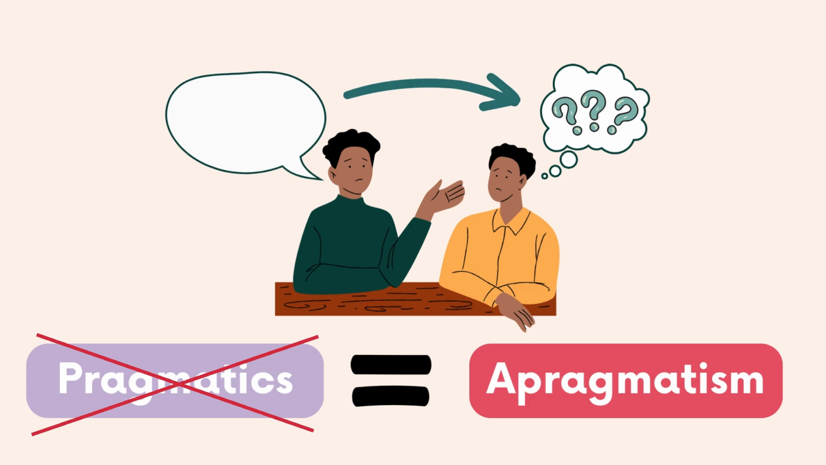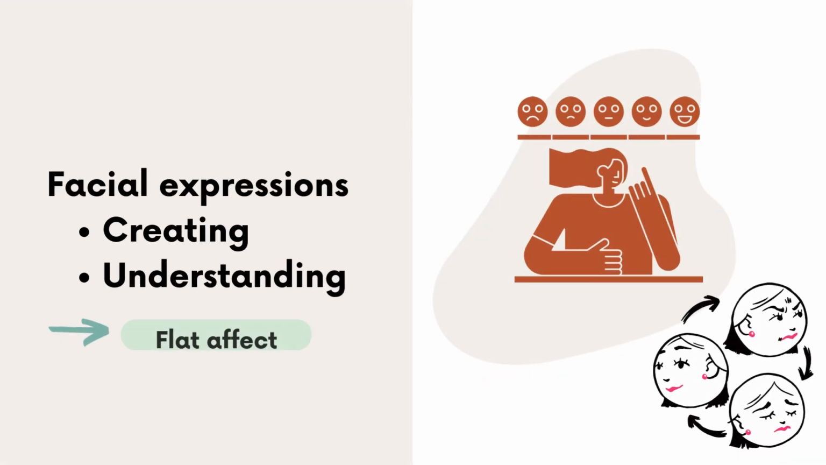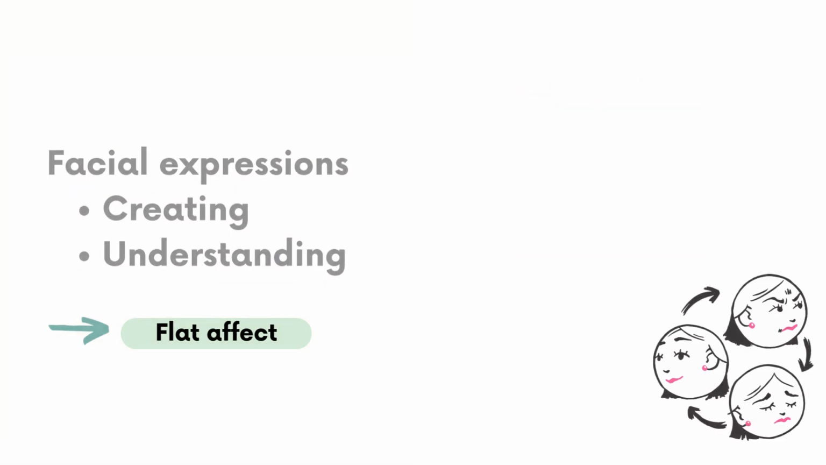This is called apragmatism. Someone with RHD may have difficulty understanding facial expressions. They may not be able to interpret someone's emotions based solely off of visual information. Additionally, they may struggle with creating facial expressions themselves and may appear to be of flat affect, which means little emotion is shown on their face.